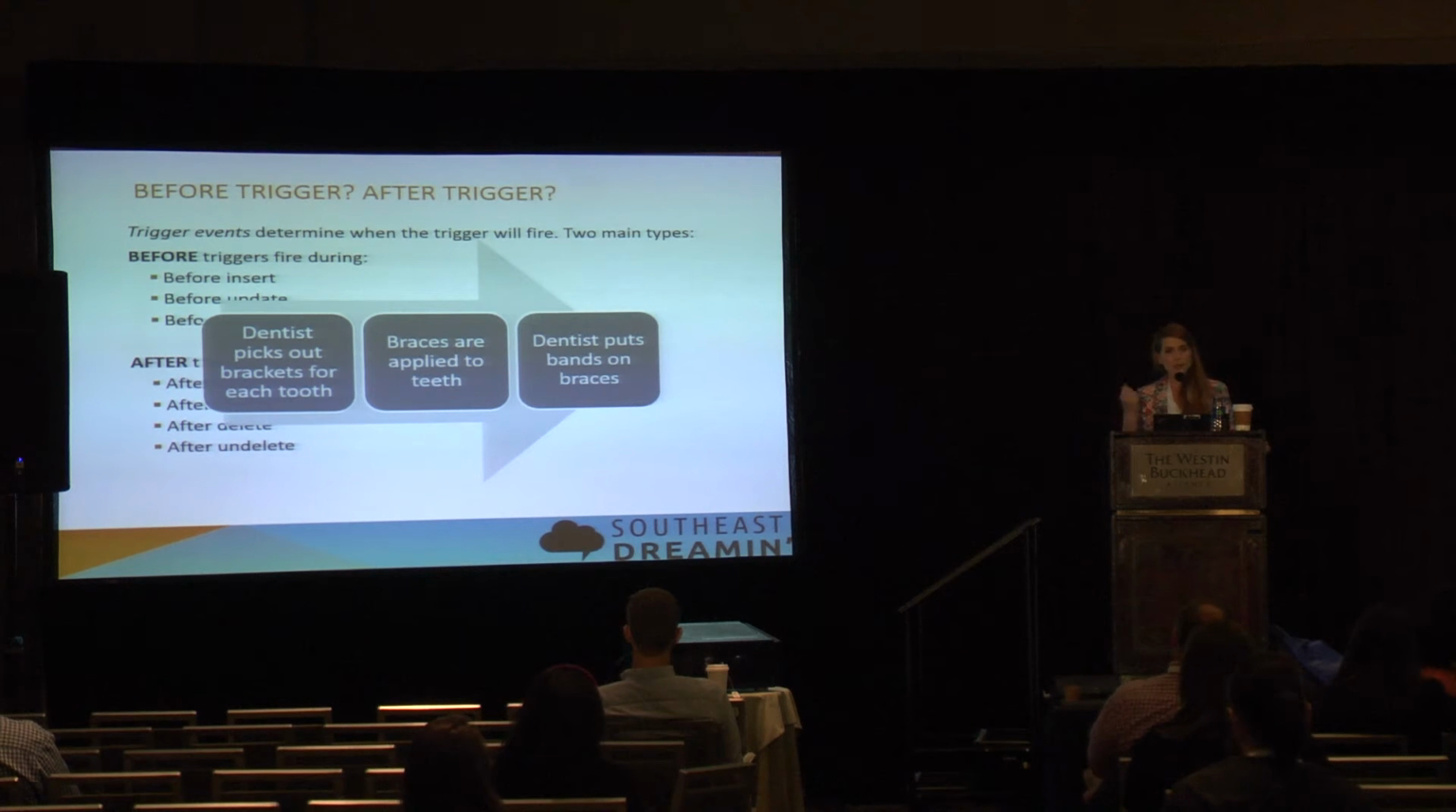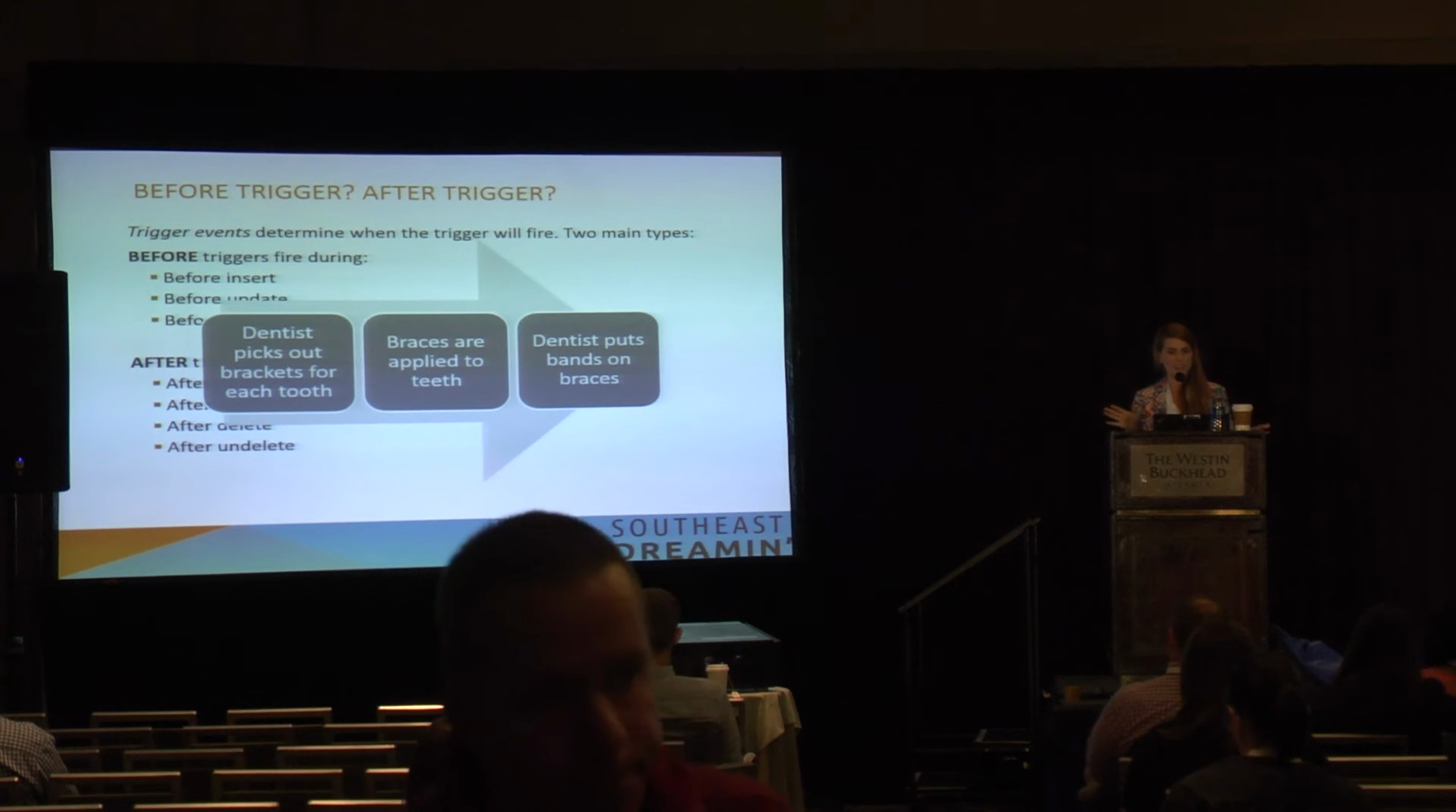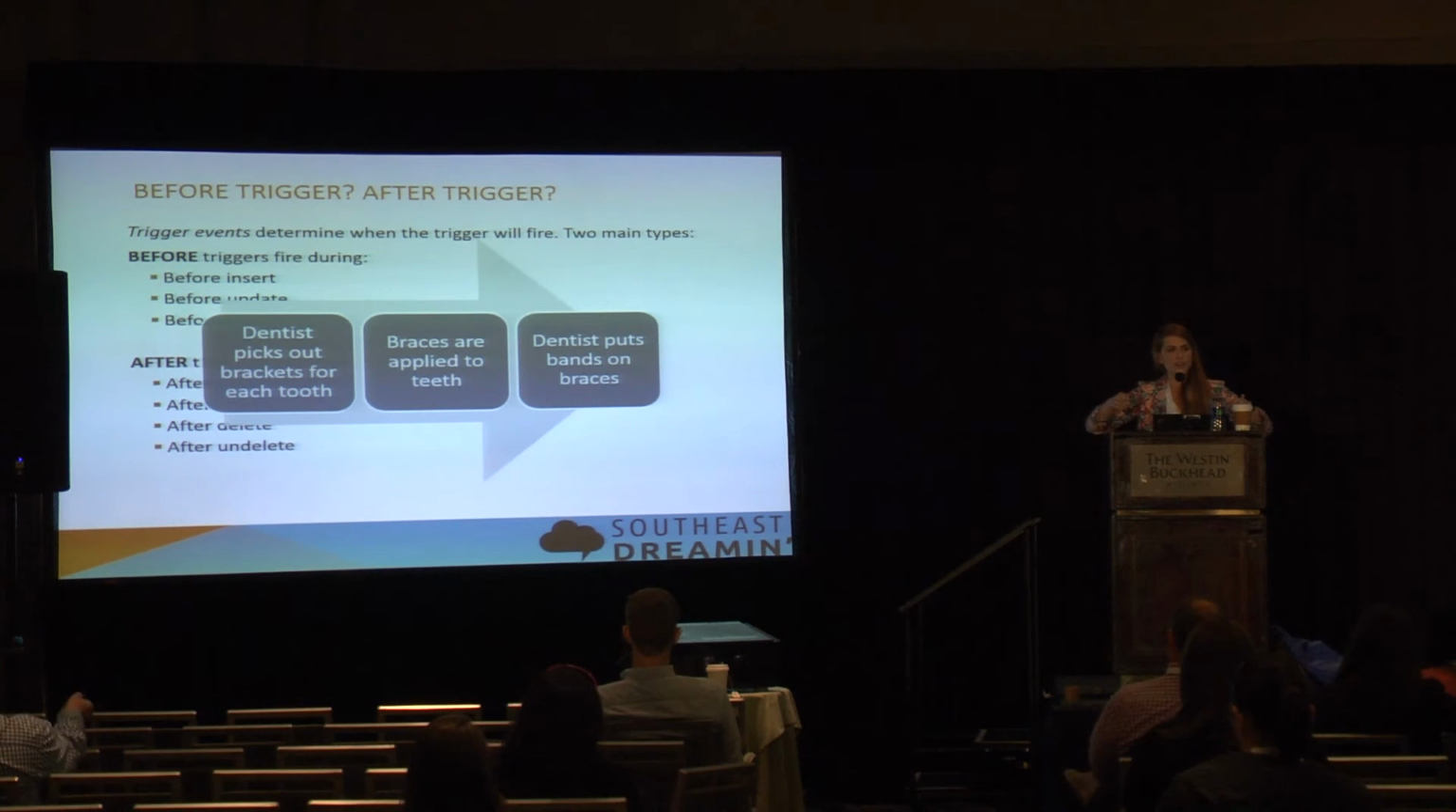So the first thing an orthodontist does when they're getting ready to put braces on your teeth is they'll pick out your brackets for every individual tooth, right? So let's think about teeth as records in a system. The trigger is going to run on every individual record, right? So we're going to put a bracket on this tooth, then a bracket on this tooth, and a bracket on this tooth. So right now we're writing a before trigger because we're prepping for the braces, right? So brackets on the tooth: before trigger.